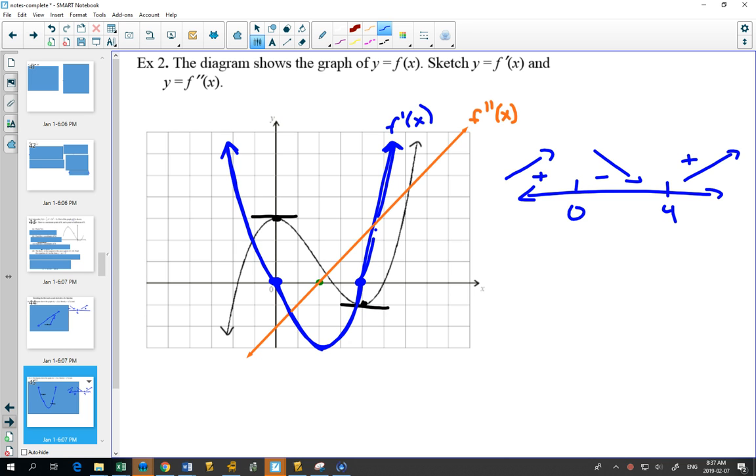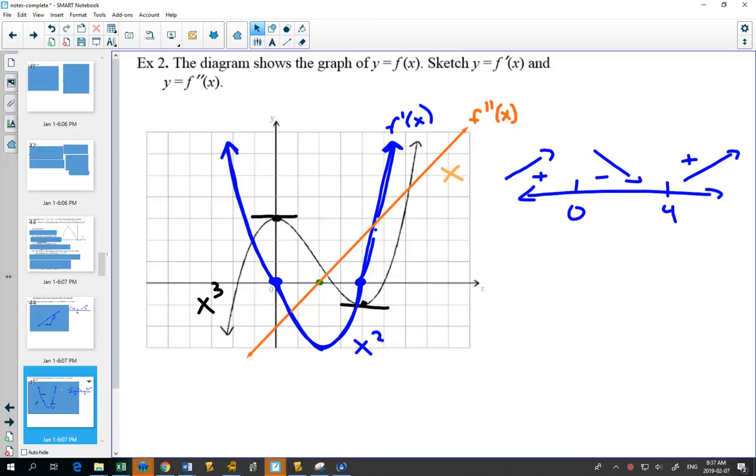Other things that are really helpful in just having a graph and sketching a graph, can you see that the original function is an x cubed graph? What's the derivative of an x cubed graph? 3x squared. This has to be an x squared graph then. And then what's the derivative of an x squared graph? This has to be an x graph, some sort of line.